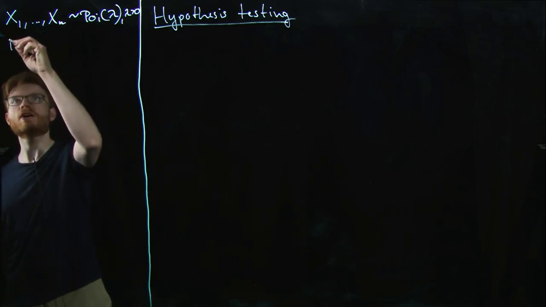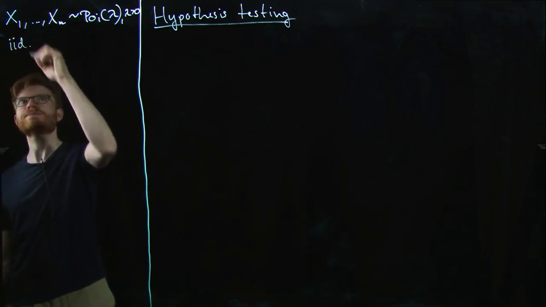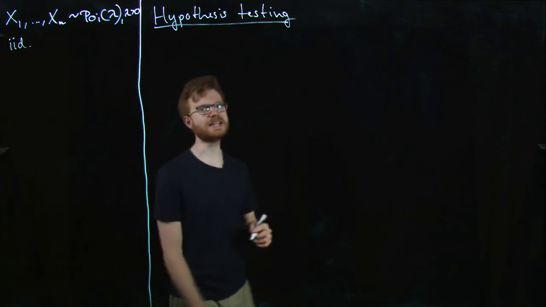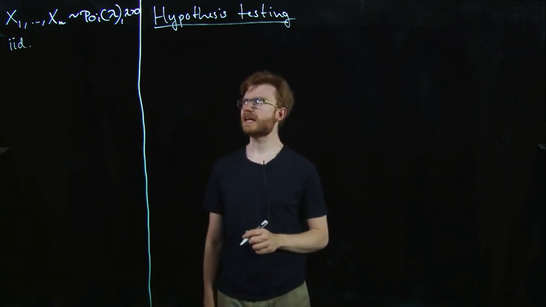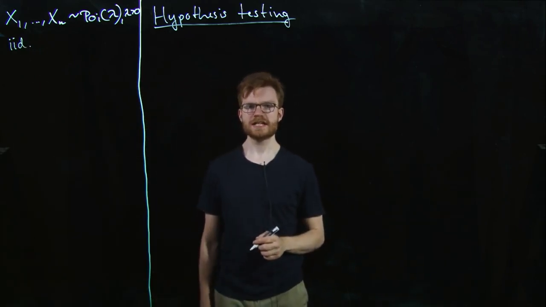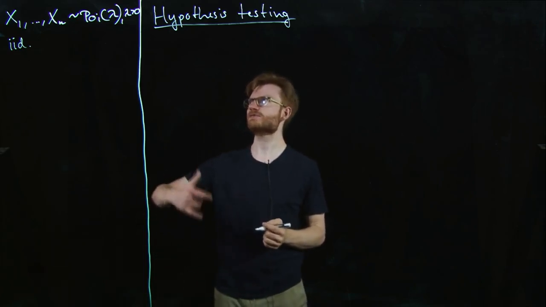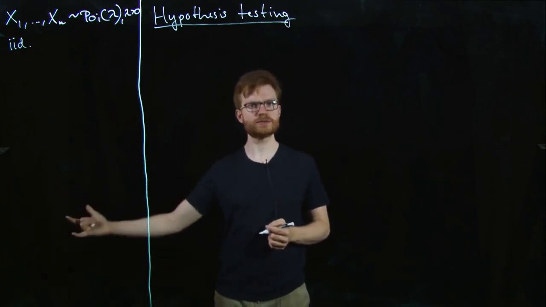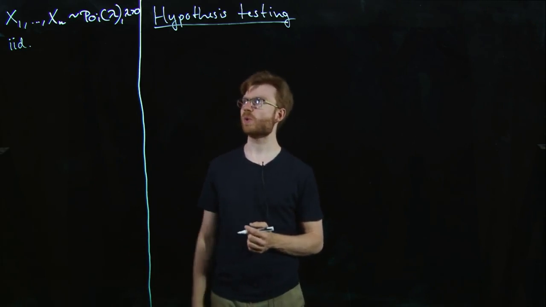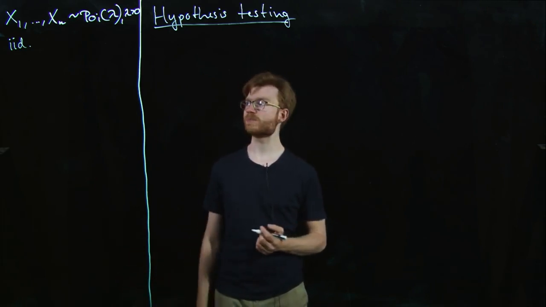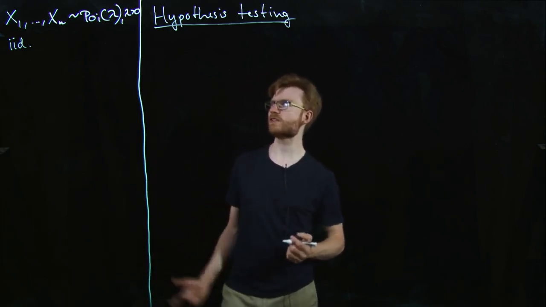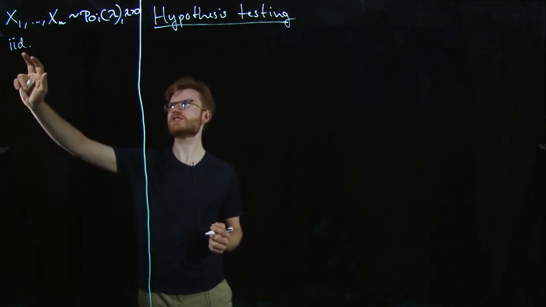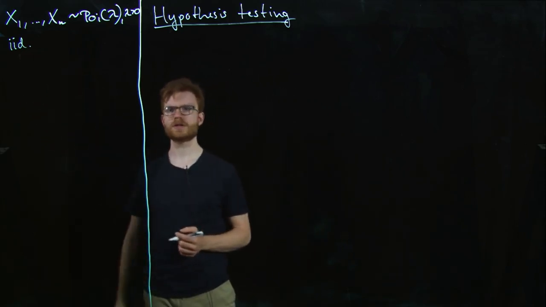And let's also assume that those customer numbers are IID. Now, this is a strong assumption in some sense. In practice, you can clearly say that on some days you'll probably see more customers because there's a sports event or because it's the weekend. But for the sake of this recitation and for simplicity, let's just go with an IID assumption.